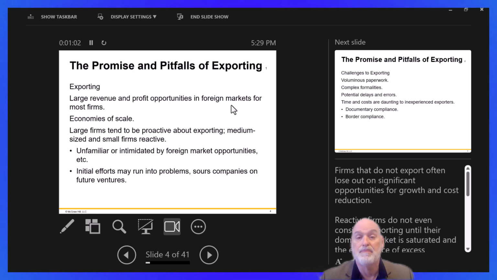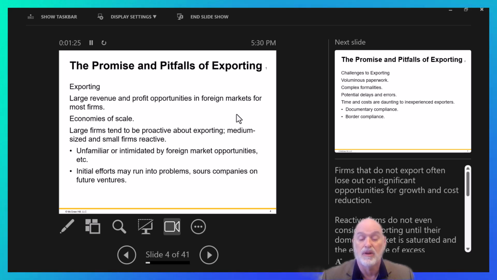The promise and pitfalls of exporting. Exporting offers large revenue and profit opportunities in foreign markets for most firms. Also, economies of scale. Large firms tend to be proactive about exporting. Medium-sized firms and small firms tend to be reactive. They may be unfamiliar or intimidated by foreign market opportunities, etc. Initial efforts may run into problems and sour companies on utilizing future ventures.